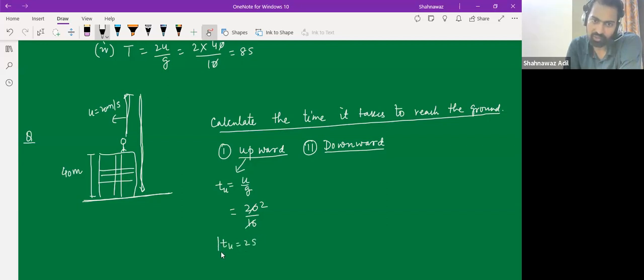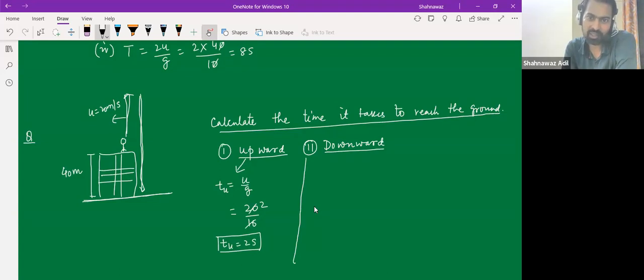Now we have to be careful with this one. So for the downward case, let us calculate the height first. How much is the height? Let me derive it again, I always forget this formula. So u square is 2gh, right? So height is u square by 2g. Only this much height.